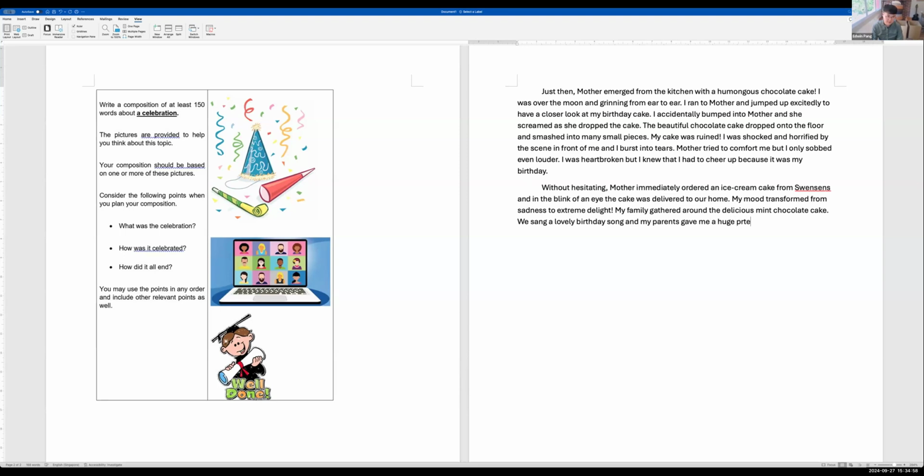A huge present wrapped in gold wrapping paper. Good, good. Now you get to choose what's inside the box, and it's not a computer. I don't want computers. Lorraine, what's in the present? I don't know. Okay, Lorraine doesn't know. Andrea?